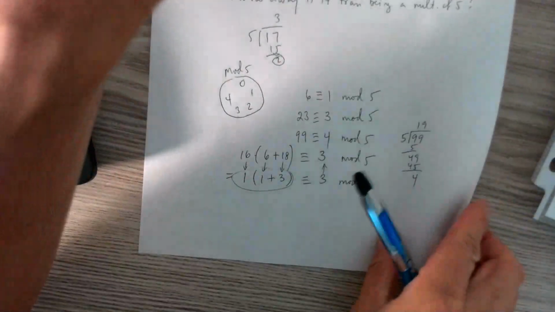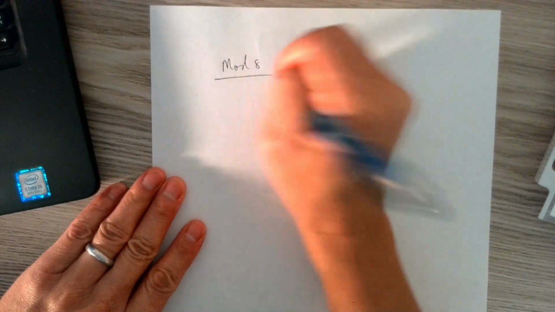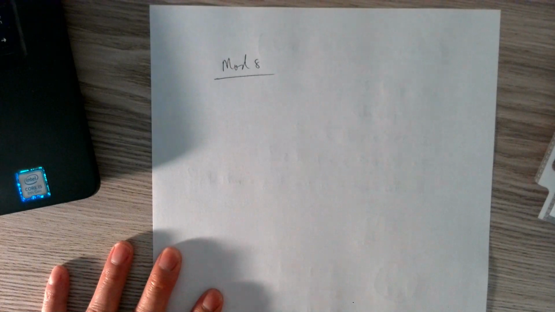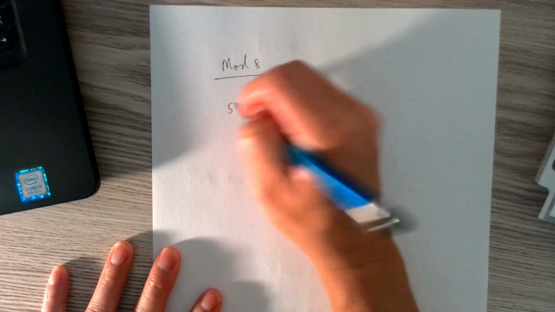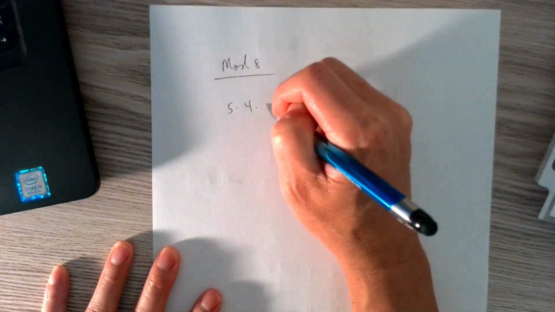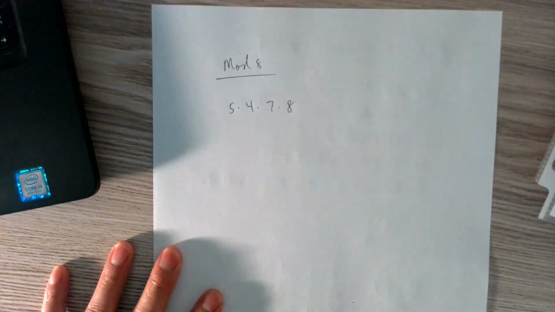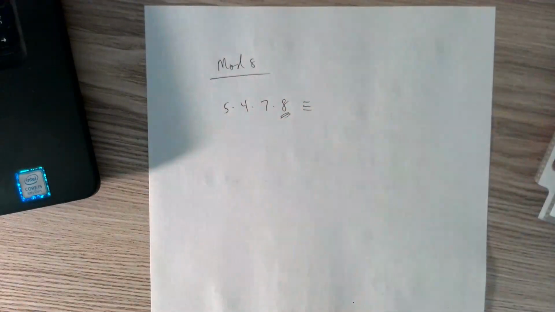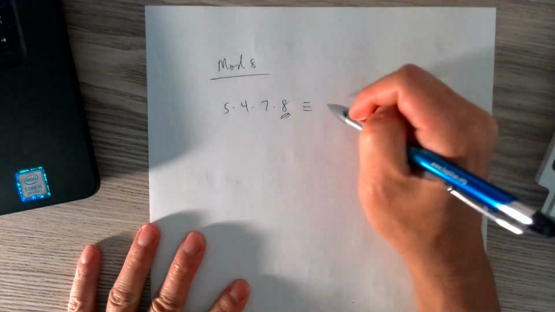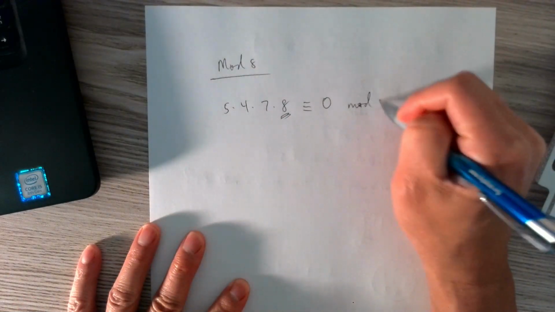Okay, let's switch to a different mod so we're not thinking that all of mods revolve around mod 5. Let's turn to mod 8. So if I have, say, any product that has 8 in it, this is obviously going to be a multiple of 8, right? Because it's one of my factors in the product. So that's going to be 0 in mod 8.